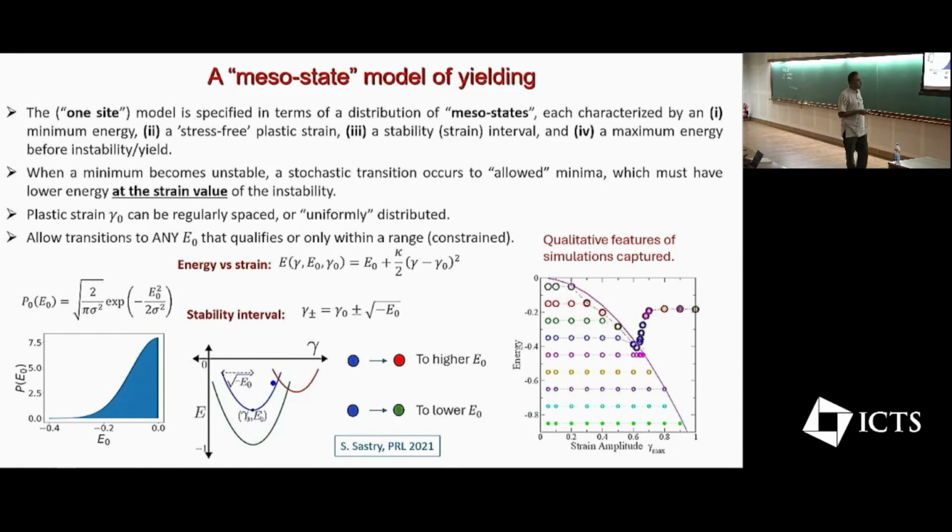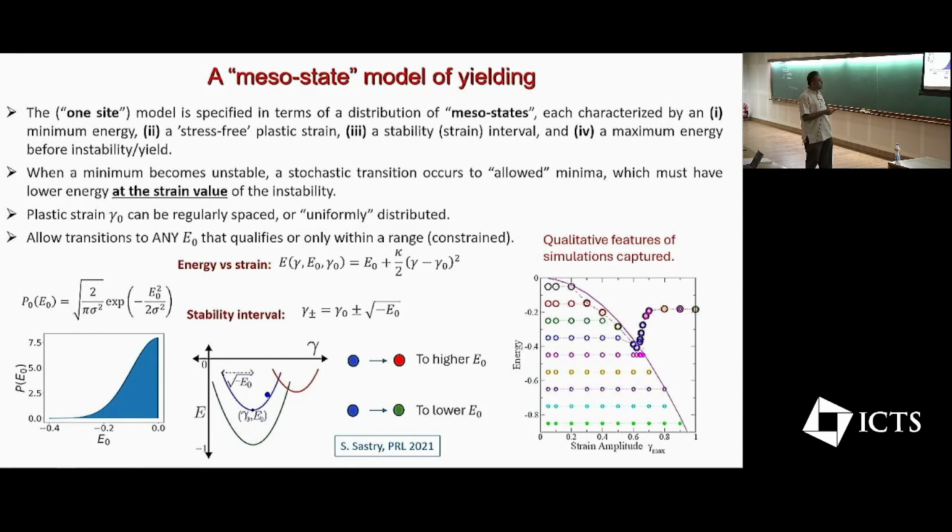One is thinking in terms of a local description of what's happening in some region of the glass. So you have these characterizations of the energy at the minimum, the strain at which that minimum exists, a stability range in terms of strain over which this particular locally stable configuration exists, and then some rule for making transitions from one such minimum, or what we call a mesostate, to another. And with this, one can ask, what does the dynamics of the system give you?